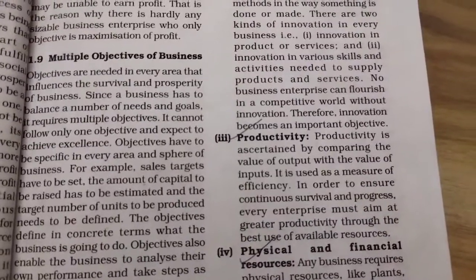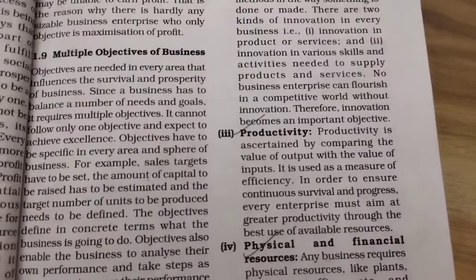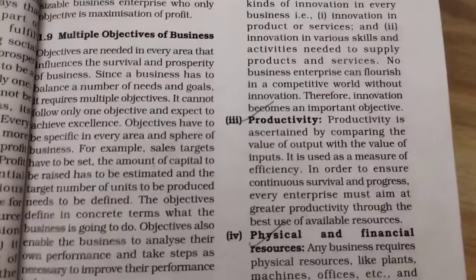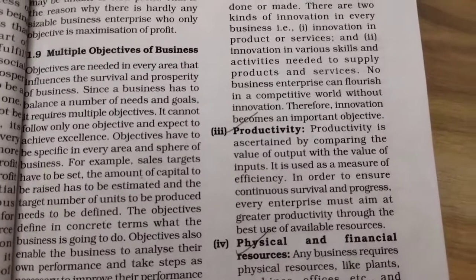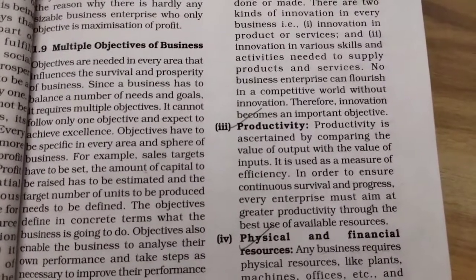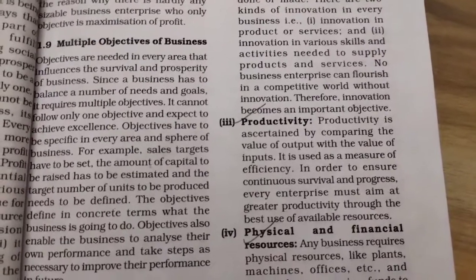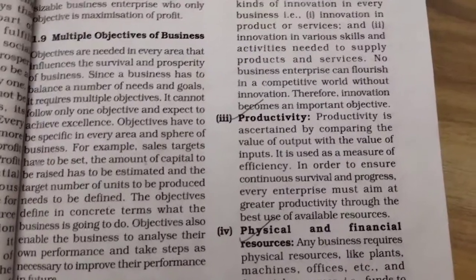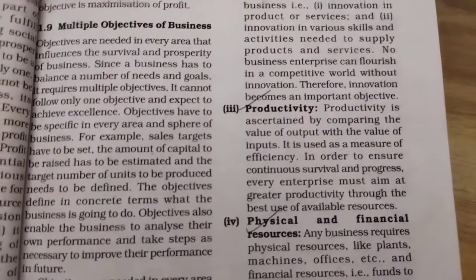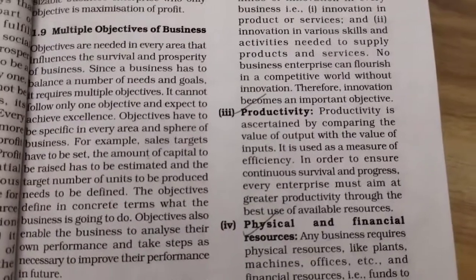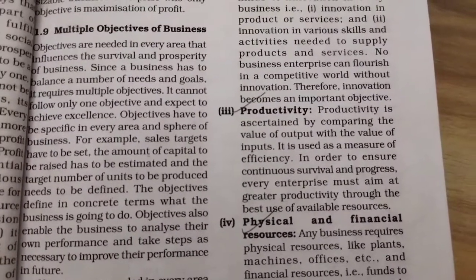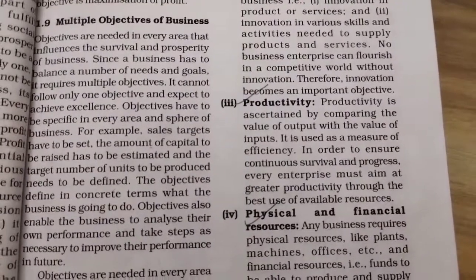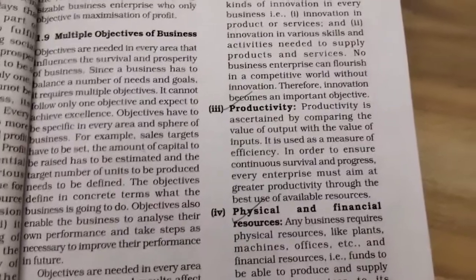Now, talking about multiple objectives of business. So, objectives are needed in every area and in every aspect that influences the survival and prosperity of business. Now, since a business has to balance a number of needs and goals, it requires multiple objectives. And objectives have to be specific in every area and sphere of business. For example, sales targets have to be set, the amount of capital to be raised has to be estimated, and the target number of units to be produced needs to be defined. So let us see objectives of business.